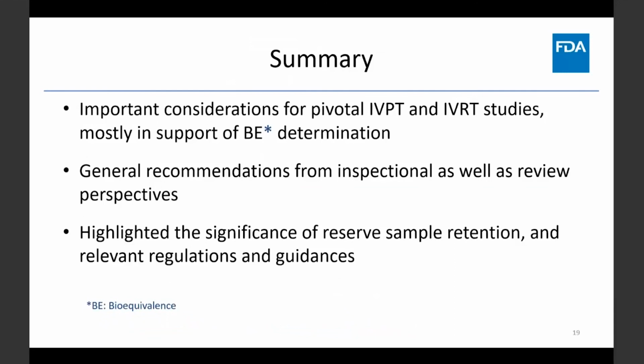So to summarize, this presentation covered important considerations for IVPT, IVRT studies with focus on those supporting BE determination. It included general recommendations from the inspectional as well as review team perspectives. I also tried to highlight the importance of understanding the requirements related to reserve sample retentions and their importance.